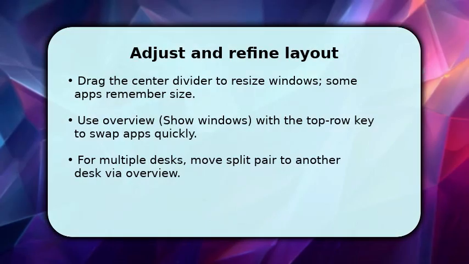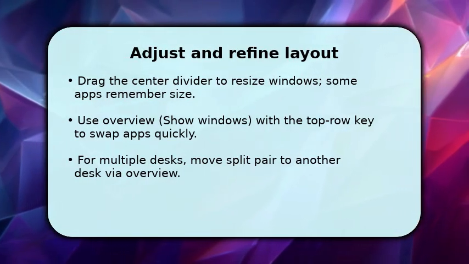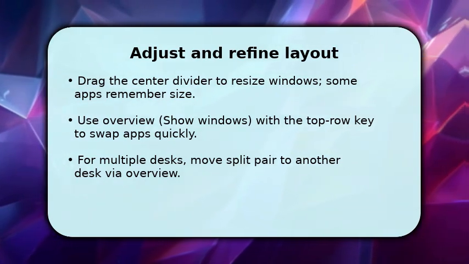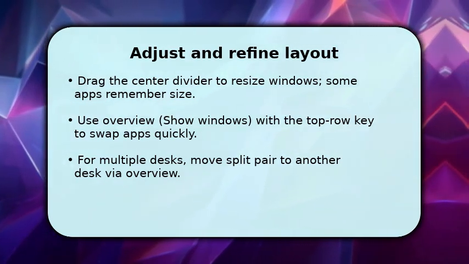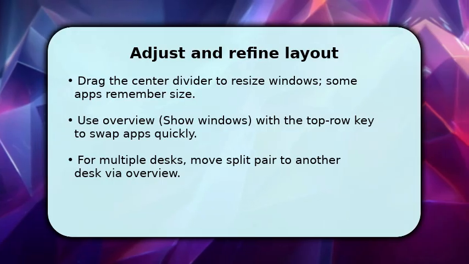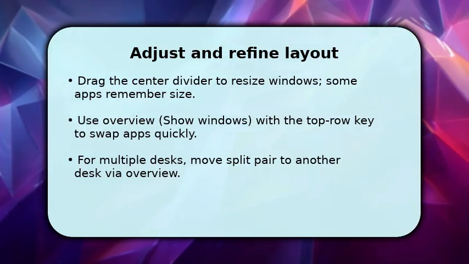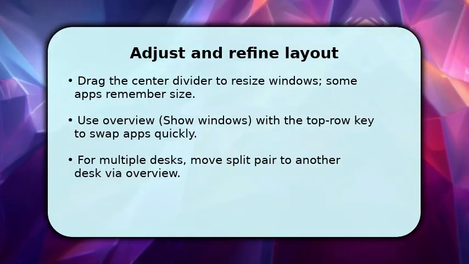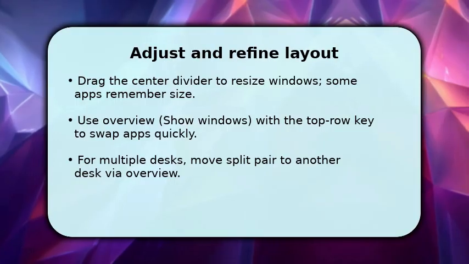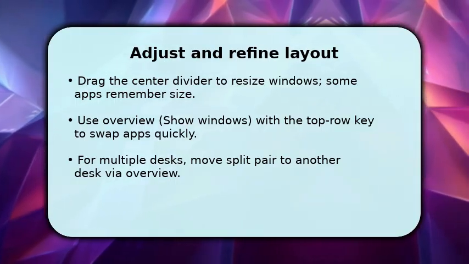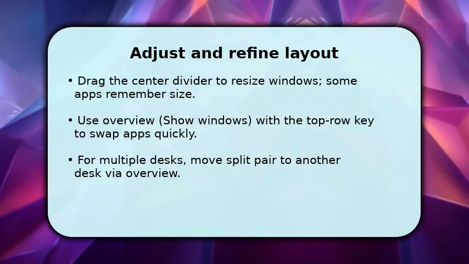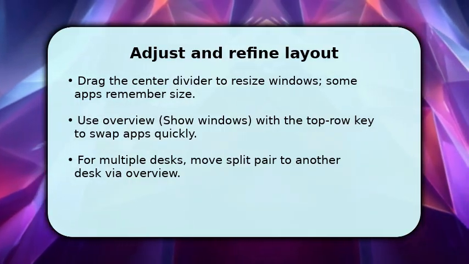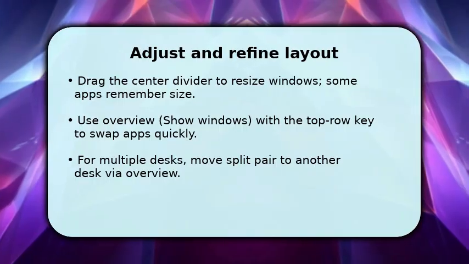results. Next, refine how much space each app gets. Click and drag the vertical divider between tiles to resize. Some apps will snap back to optimal sizes, so adjust gradually. If you need to replace one app, open Overview, the Show Windows key, and drag a different window into the empty side. Once you finish arranging, use arrow keys or touchpad gestures to switch focus. This keeps keyboard input going to the right window while preserving the split layout for multitasking.